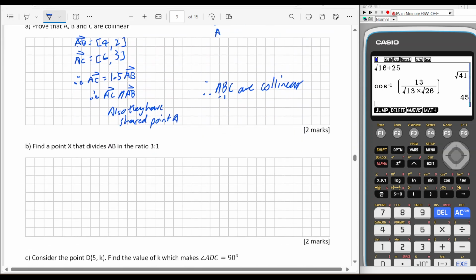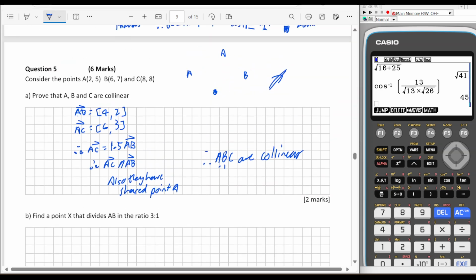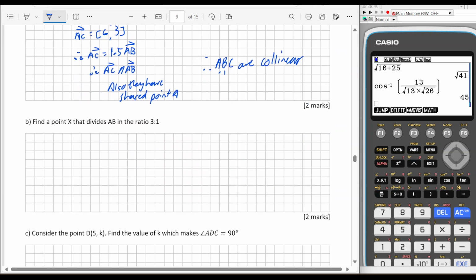Wonderful. Find a point X which divides AB in the ratio. I might get rid of that diagram. That'll just be confusing if you read the solutions. Anyway, find X which divides AB in that ratio. So essentially what we're after is A and B and X. Maybe X is a bit further up. So that should be 1 and that should be 3, so like a 3 to 1 ratio. X should be 3/4 of the way across.